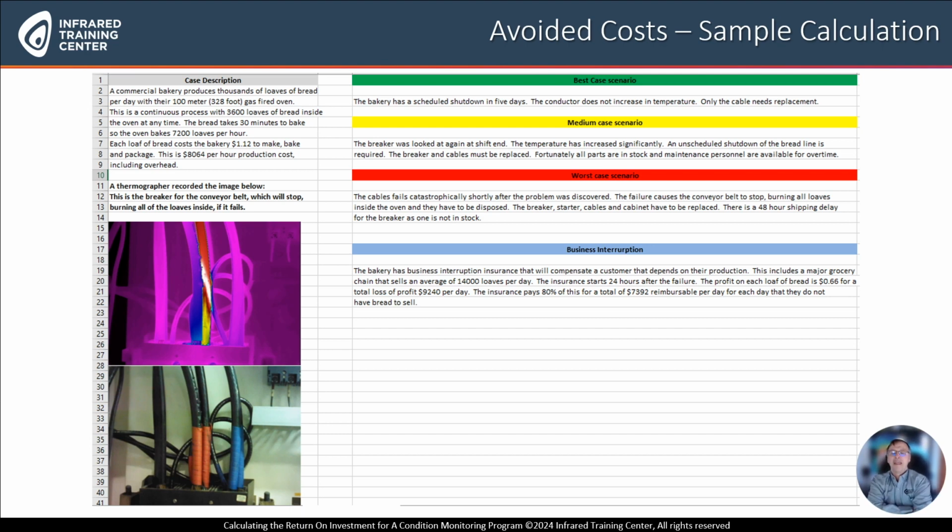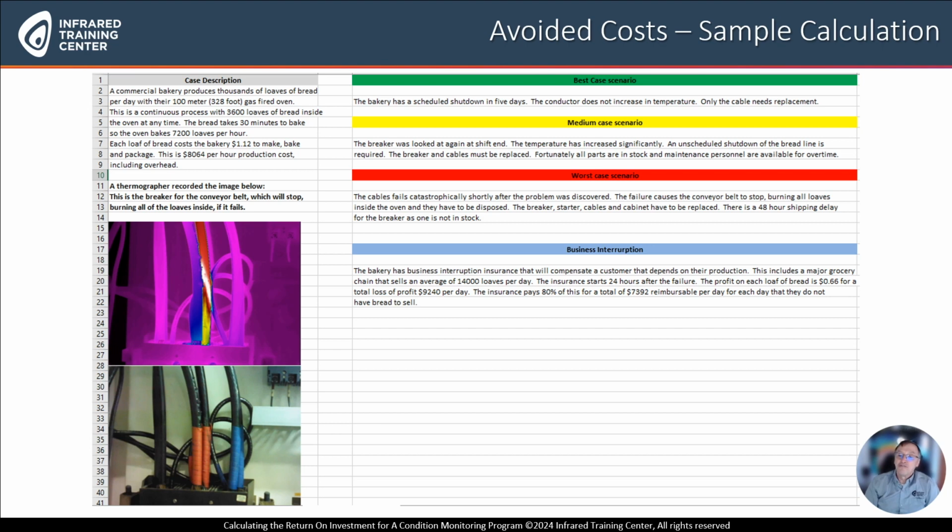Now, in a lot of manufacturing, they have business interruption insurance. What happens if we can't make a product? And so I added this in here. The bakery has insurance that will compensate a customer that depends on their production. This includes a major grocery chain that sells an average of 14,000 loaves per day. Again, arbitrary numbers. The insurance starts 24 hours after the failure.